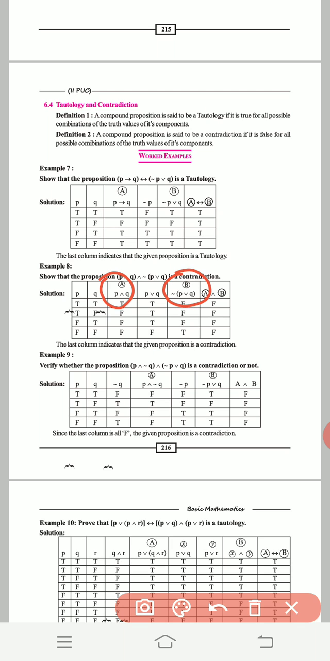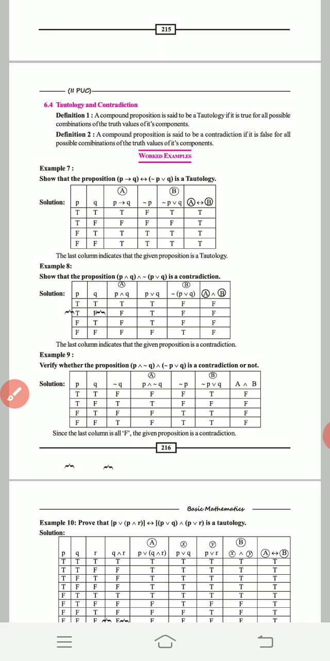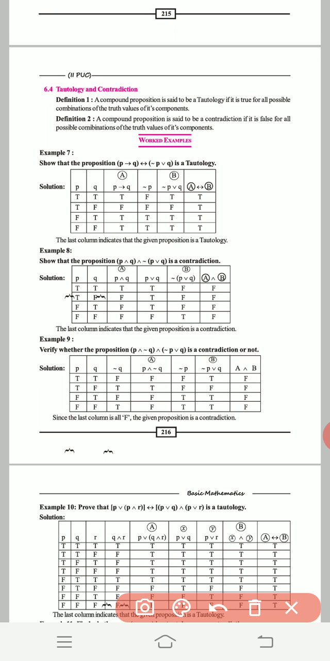P and Q is A, and we have to find out A and B. See here, this is A, this is B. The results are: false, false, false, false. So here all the truth values are false. Therefore, the given compound proposition is a contradiction.